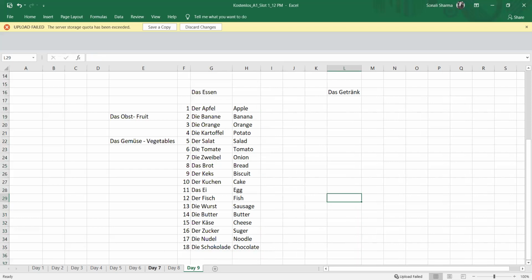Next we have Nummer 19, die Nüsse. So Nüsse is nuts, like we have dry fruits. So these are die Nüsse.